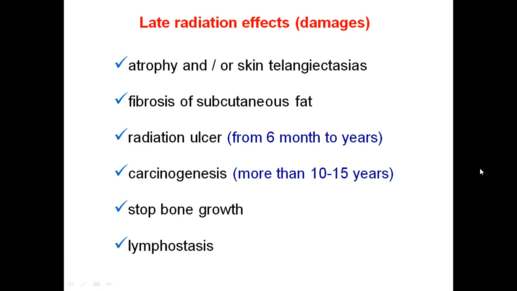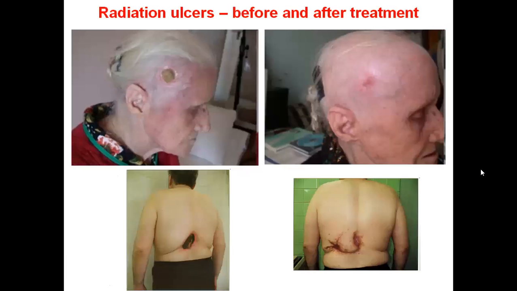Also, stop of bone growth in childhood if bones appear in irradiated fields when a child is treated, for example, for lymphoma, this bone further will stop growth. And at last, lymphostasis, especially in areas previously operated.